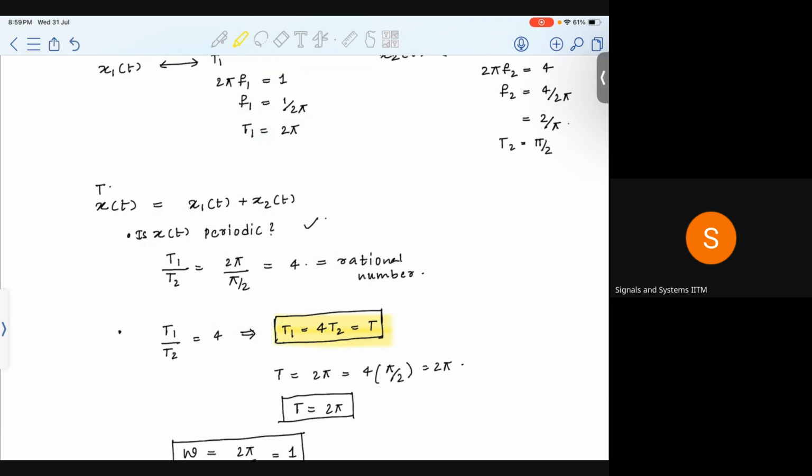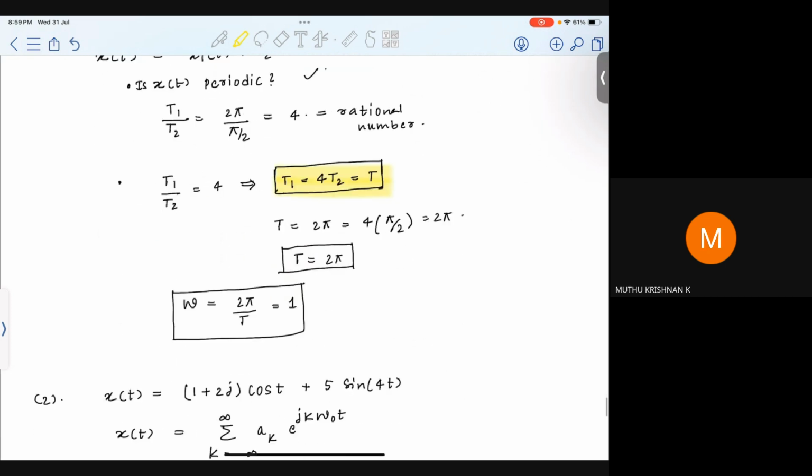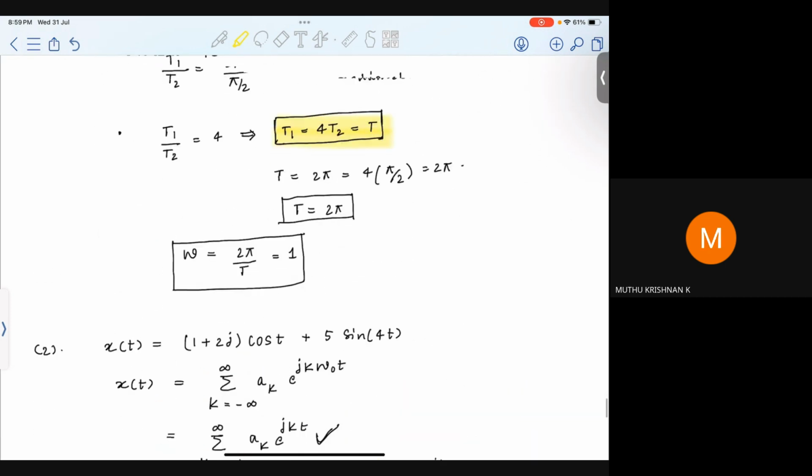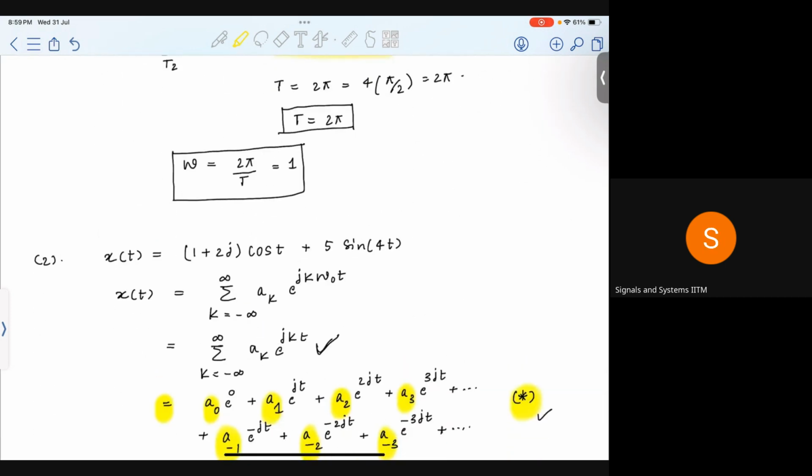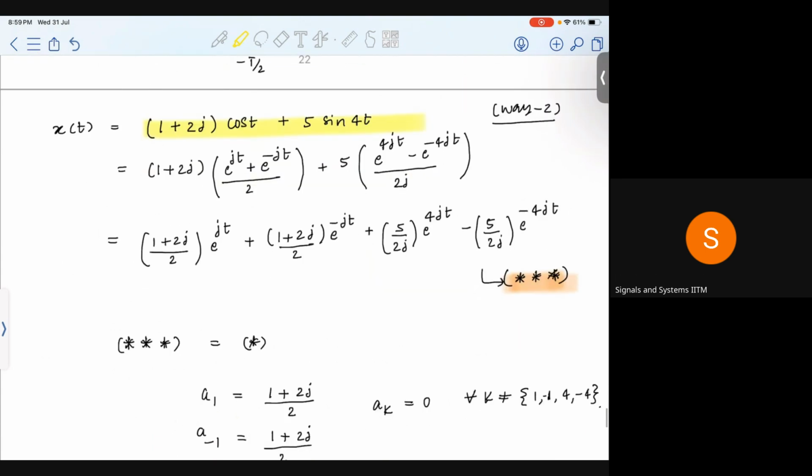And ma'am, in the second question, the final expression. Yes, this one? Yes, ma'am. Here we are getting the k in terms of pairs, like 1 and minus 1, 4 and minus 4. Why is that, ma'am? There is nothing special like that. Cos t is represented in that way, and sin t is also represented in that way.